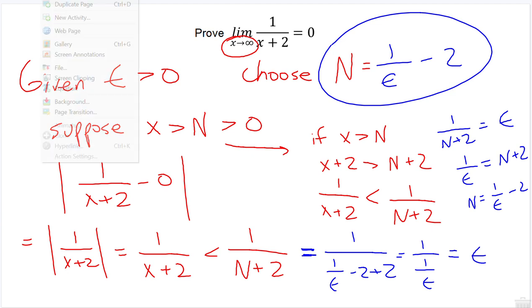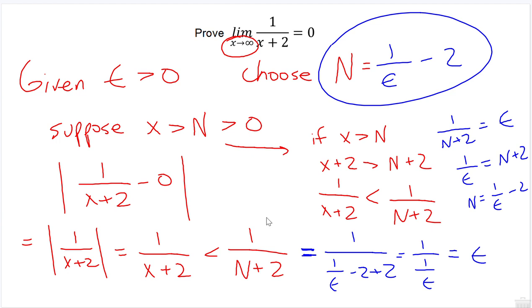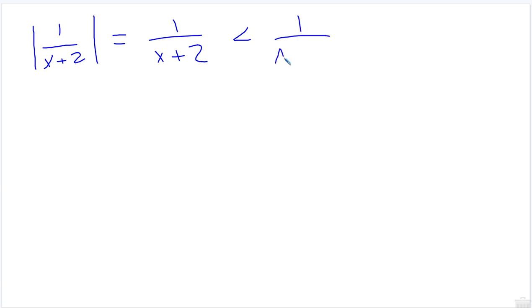So I'm going to go to the next page. We had the absolute value of 1 over x plus 2 equal to 1 over x plus 2 because we knew x was positive. And then we came through and we said that was less than 1 over n plus 2. And then we stopped and we said, okay, that's epsilon. Well, we don't have to stop there. We can actually make this look even better, even simpler.